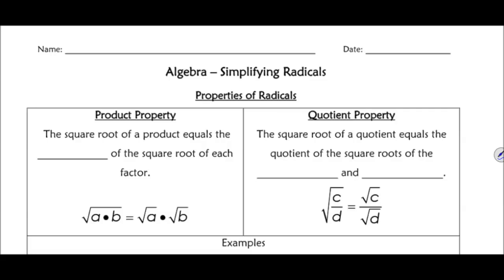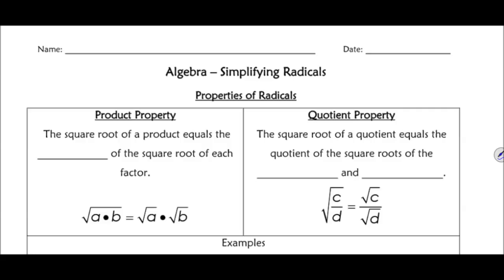Here we're talking about simplifying radicals. A radical is something that you're familiar with. You've seen square roots and cube roots before. A radical is just a general term for any root that we take. You can take a fourth root, you can take a fifth root. Those different roots are under the umbrella of radicals.